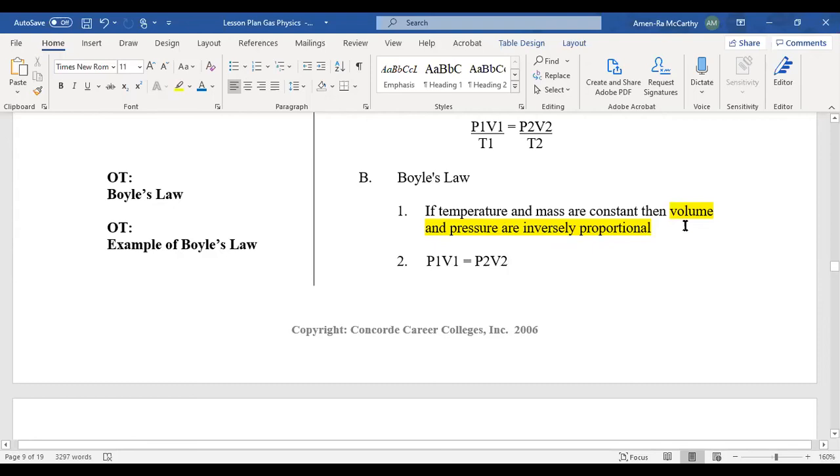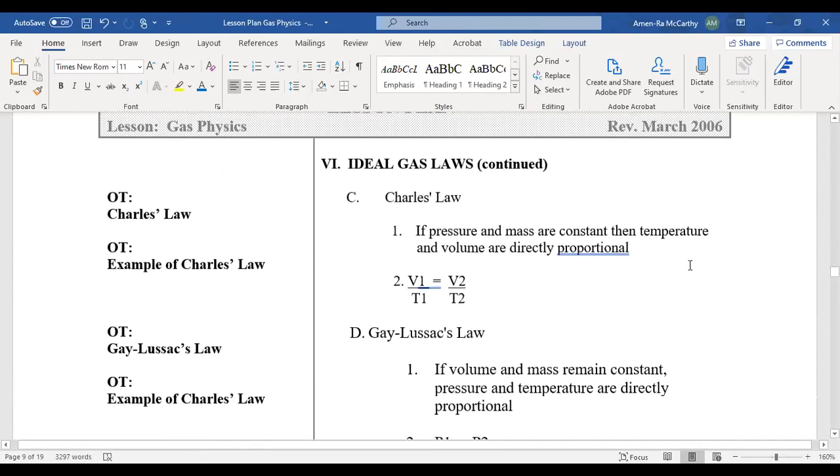So you might want to make note cards. I'm getting those note cards, and when you're studying, hopefully you're making some. I haven't been requiring you to do it, but it's always good to make flashcards, okay? So that's Boyle's law. Well, let's look at Charles's law.